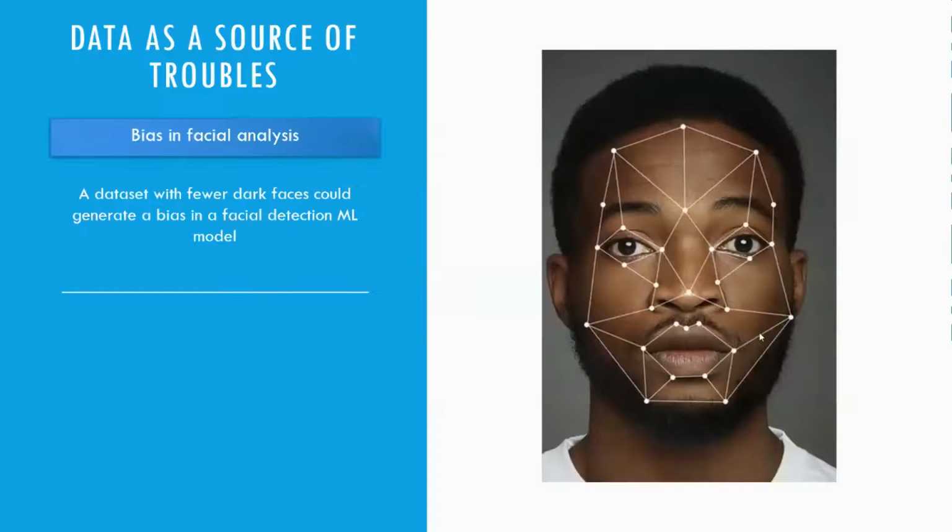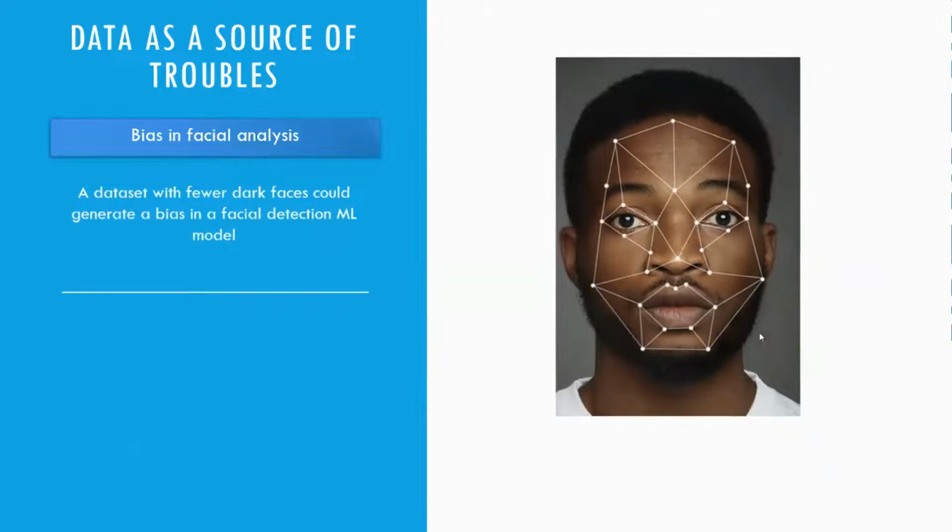Let me show you a couple of examples to illustrate this kind of troubles that may lead to a machine learning model. The first one is bias in facial analysis. It's a widely known case in the research literature, and it is that a data set with fewer dark faces could generate a bias in a facial detection machine learning model, and therefore could generate a bias for a specific social group, raising an ethical issue.